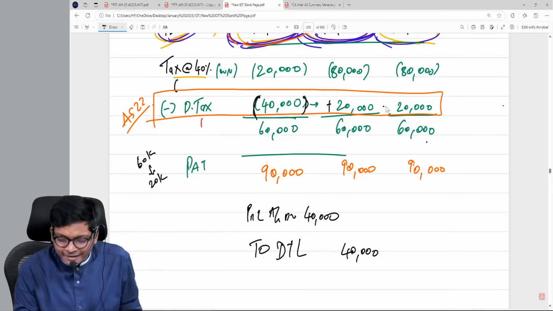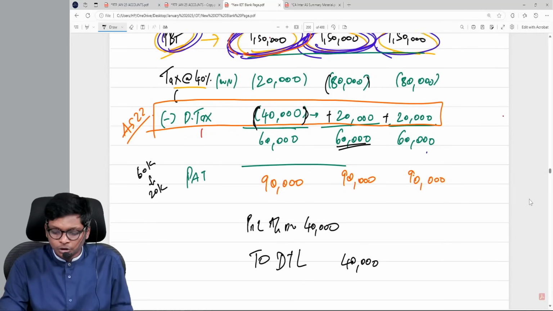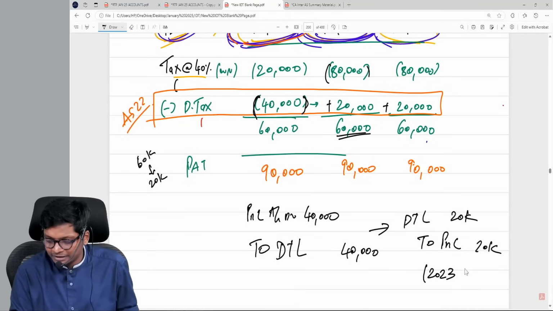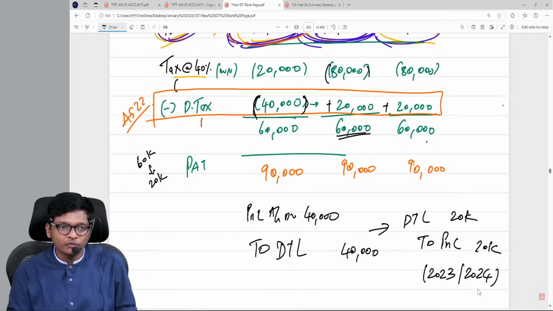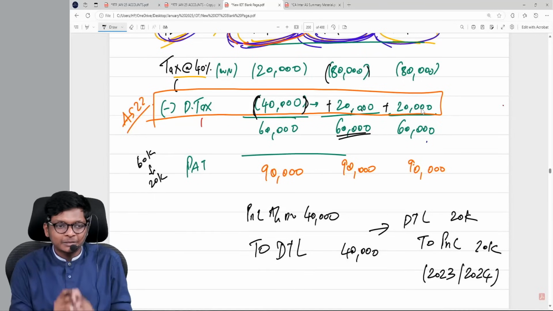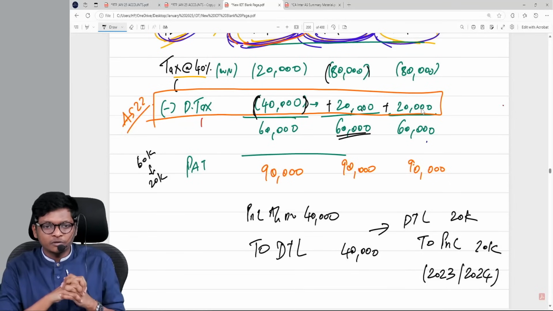Next year I'm adding again 20, so that negative 80 plus 20 becomes 60. So I will reverse this deferred tax liability to P&L, 20,000 and 20,000, in year 2023 and in year 2024. So this 40 will reverse in the next 2 years. Some will get over. Are you following, guys? Understood the concept of deferred tax?